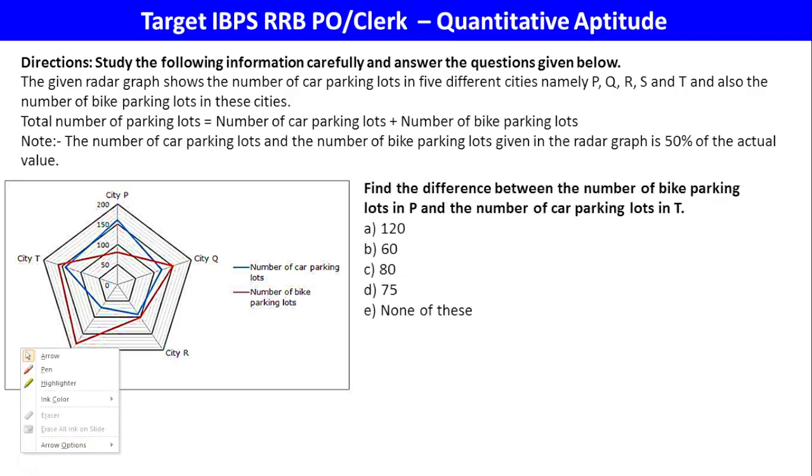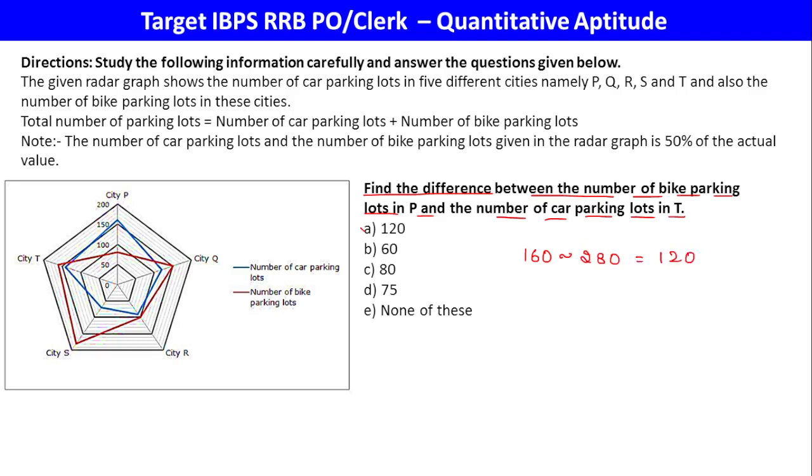Right, next question. Find the difference between the total number of bike parking lots in P and the number of car parking lots in T. P lo bike parking lots kavali, which is 80. This is 80, 80 ante 160, in difference to number of car parking lots in T. T lo car parking. T car parking is 150 kante okati takkuva, 140 ante 280. Difference is 120. Option A is the final answer for this question. This is 140. 140 double chesi matladali, right? Yes.